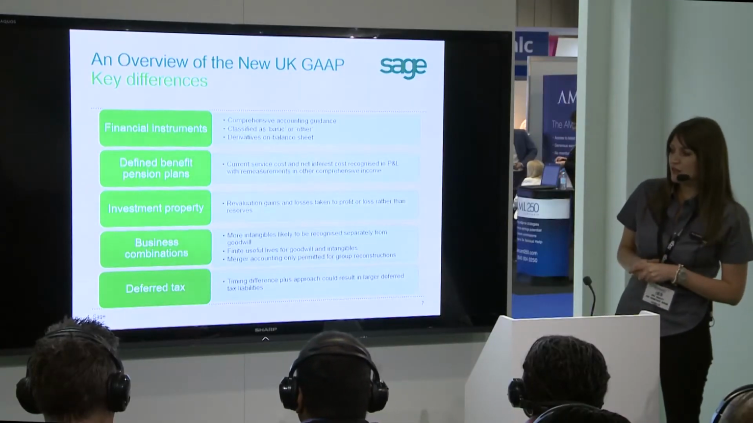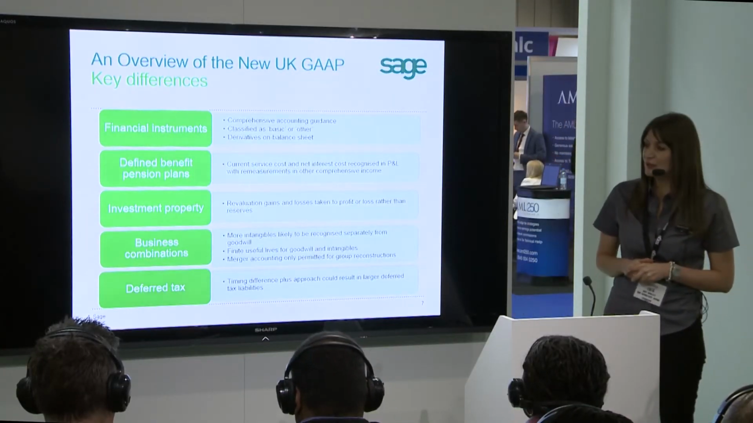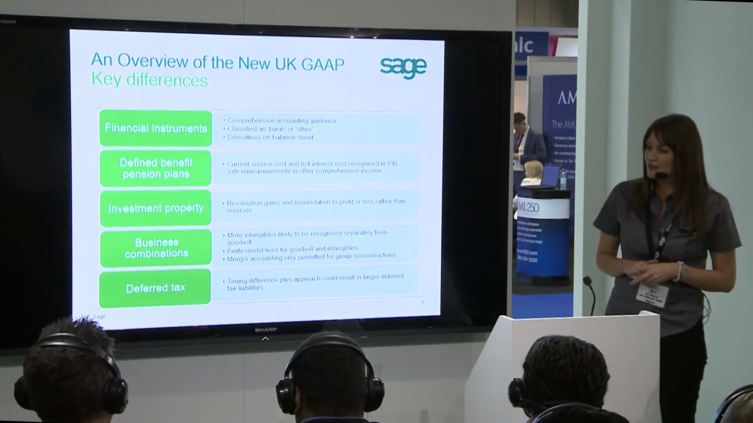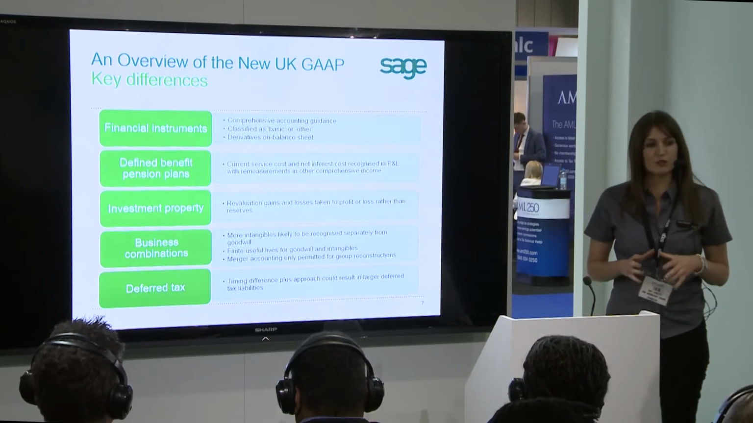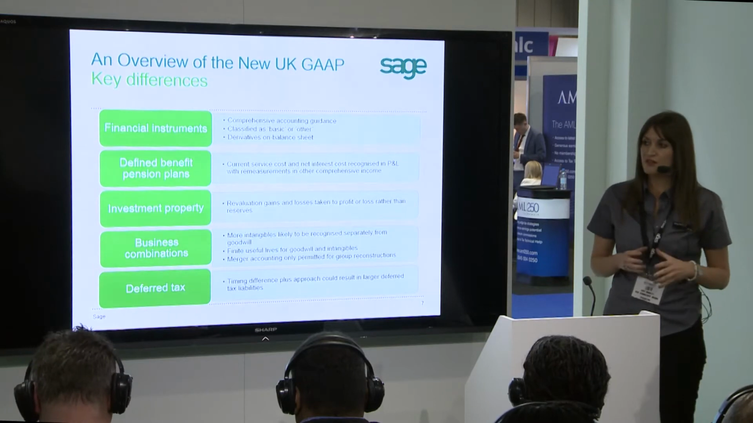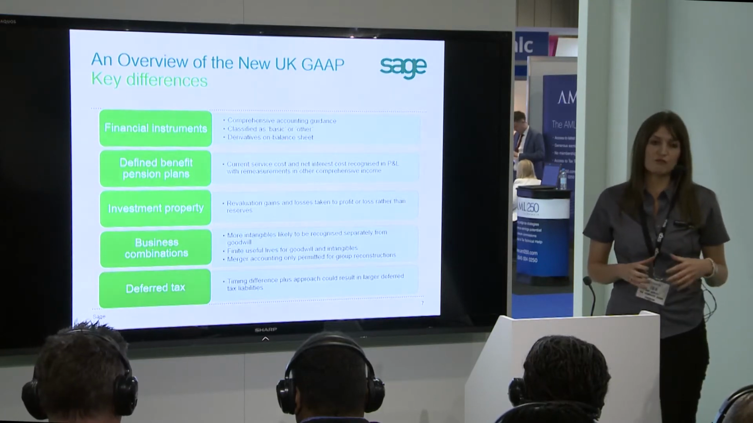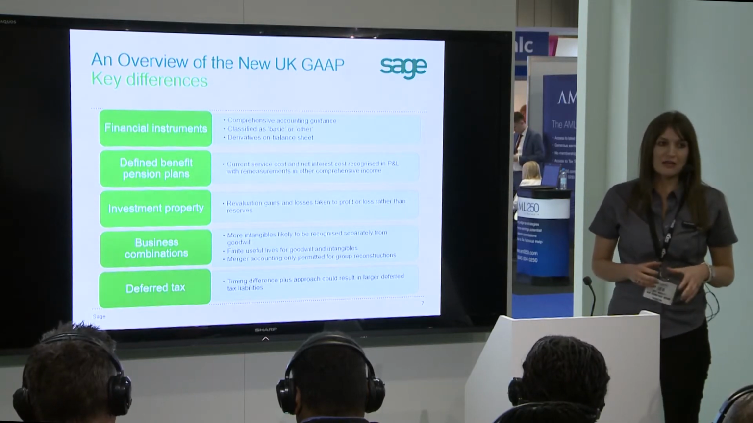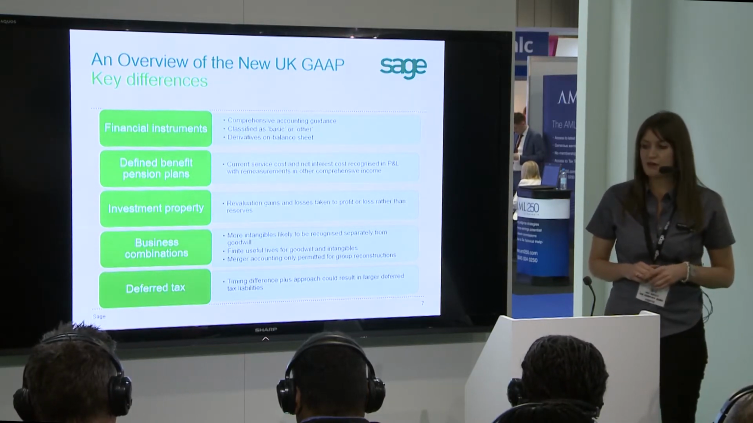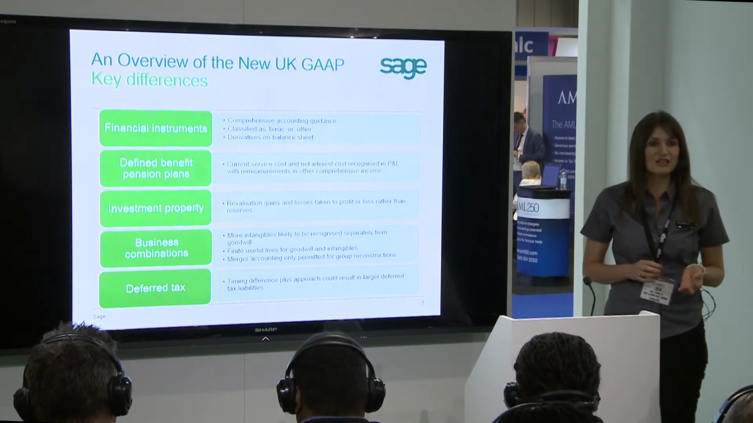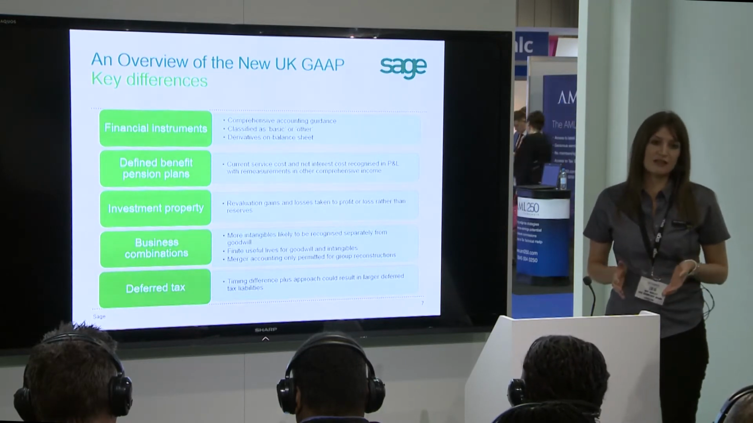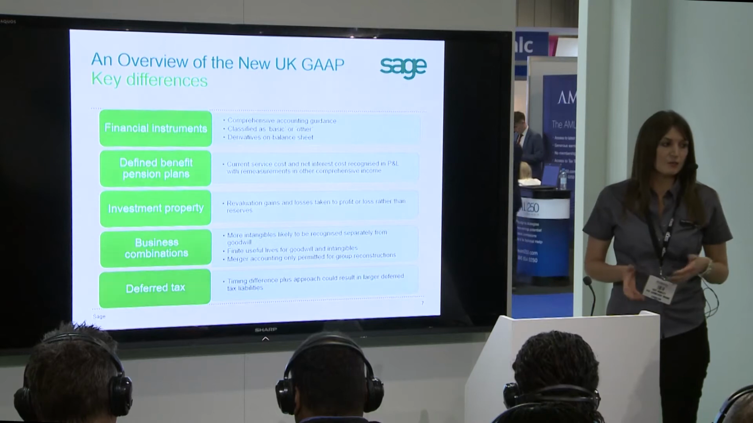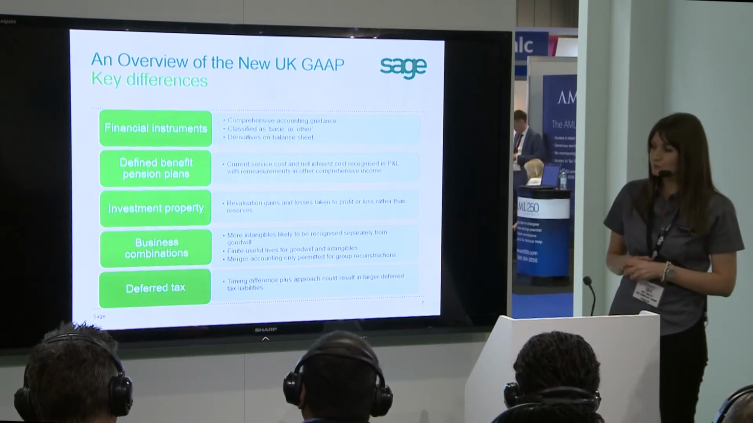And finally on to deferred tax. So that's now taken a timing difference plus approach. So the criteria of what you can recognise deferred tax on has changed. So likely to be more liabilities recognised. So, for example, revaluation of tangible assets, you wouldn't have recognised deferred tax previously, but you can under FRS 102.